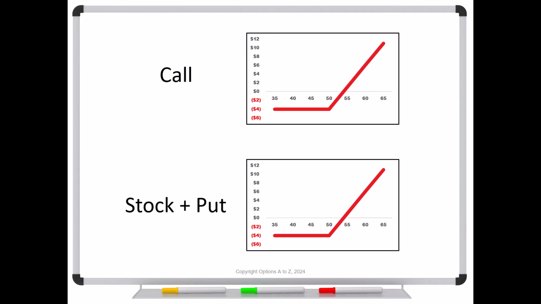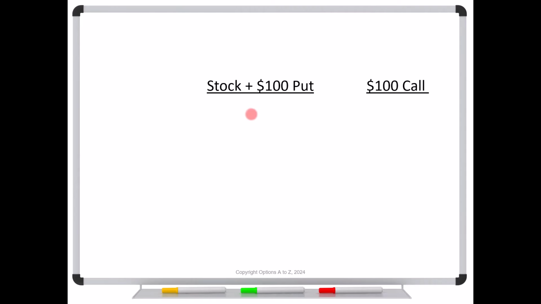Now, here's the reason that it works. Let's compare two portfolios, or maybe two different traders. One is holding shares of stock plus the 100 put. This is our synthetic call. And the other is holding the call option, the 100 call.